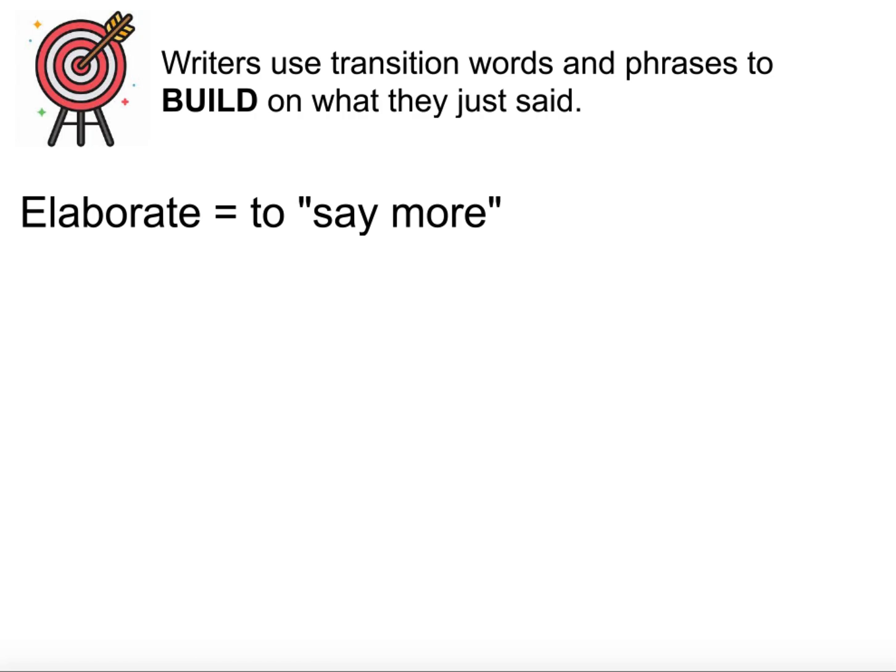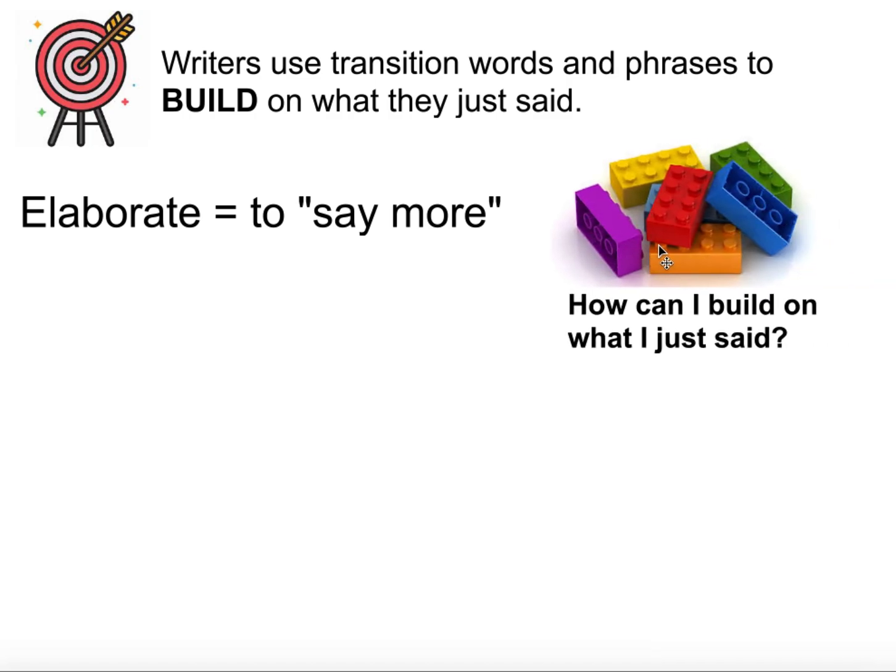In this lesson, you'll learn how writers use transition words and phrases to build on what they just said. Elaborate means to say more. Throughout this unit, you have been practicing elaborating, practicing saying more. In the most effective elaboration, however, the writer isn't just saying more. The writer is actually building.